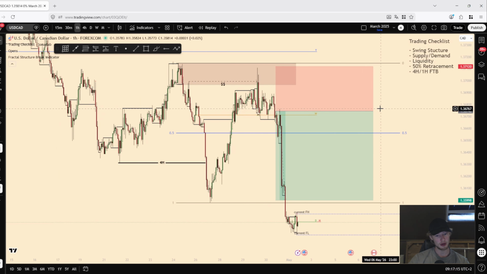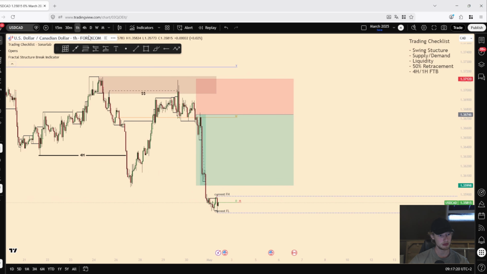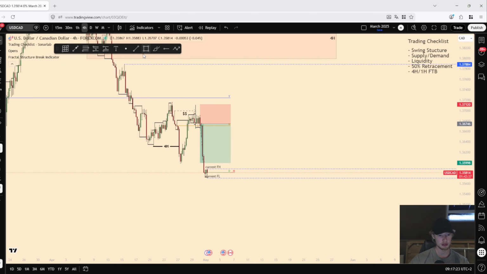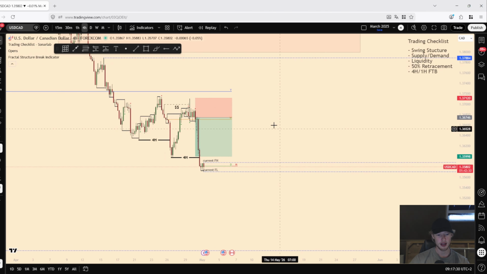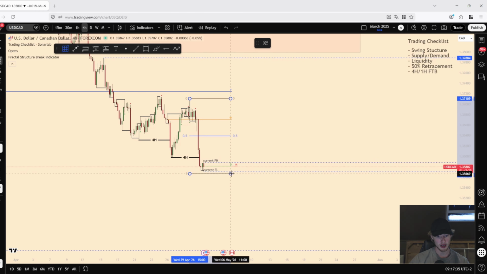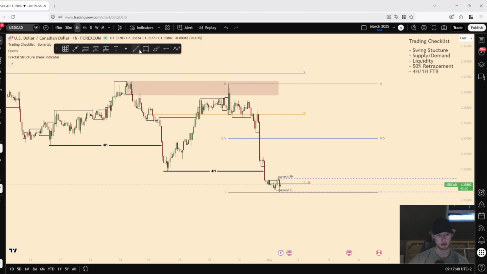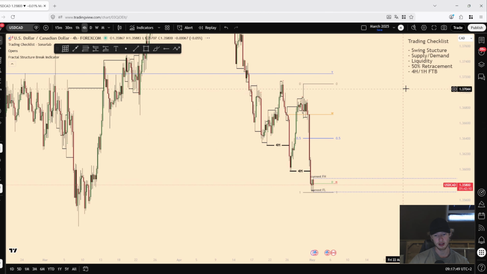For USD CAD, what I would like to see now is what we did on the 4 hour once again: we broke structure in towards the downside. 4 hour break of structure. And that means that now this is our swing high and swing low, and we would once again need to see a retracement in towards the 0.5, and maybe the supply zone over here, to see some change of character, and then continuation in towards the downside.